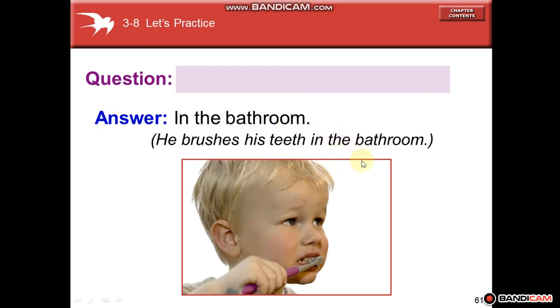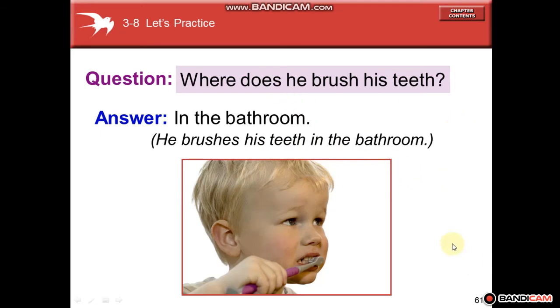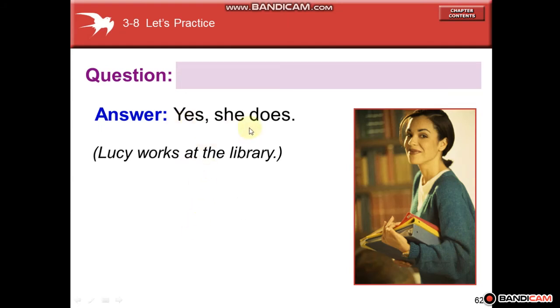The answer, in the bathroom. He brushes his teeth in the bathroom. Okay, what should be the question here? Yeah, it's about place. Where does he brush his teeth? All right? Okay, now the answer is yes, she does. Lucy works at the library. So, what is the question about? It's about place, so use where. Where does Lucy work? Okay.